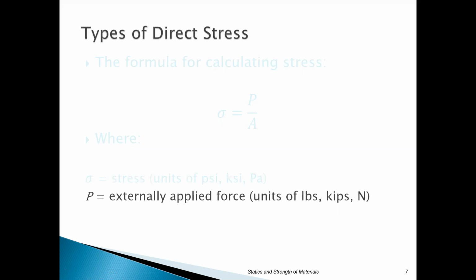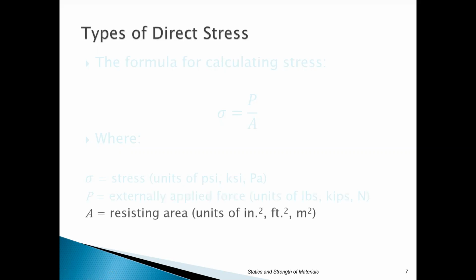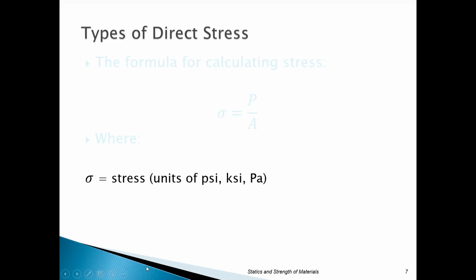Your force, your externally applied load P, is obviously going to be in units of force, so pounds, kips, or if you are in the metric system, newtons, kilonewtons, meganewtons, those kinds of things. And then of course area, that's your resisting area, and that's going to be in units of linear distance squared. So inches squared, feet squared, meters squared, millimeters squared. And that's going to be important too, because you have to have a unit match between what you're going on to here. So we'll take a look at that.